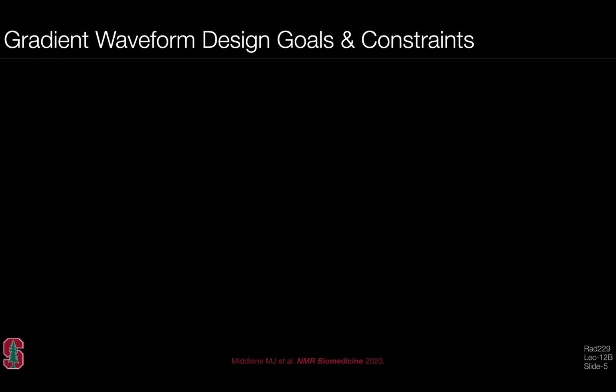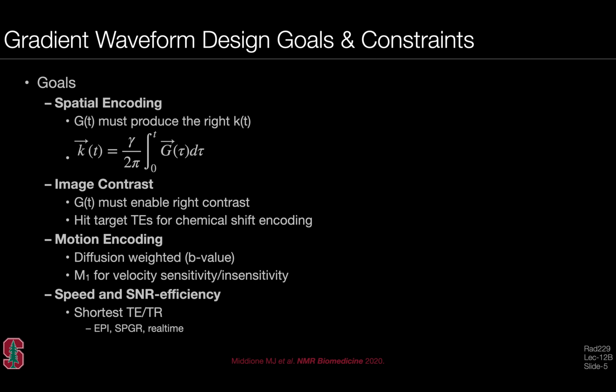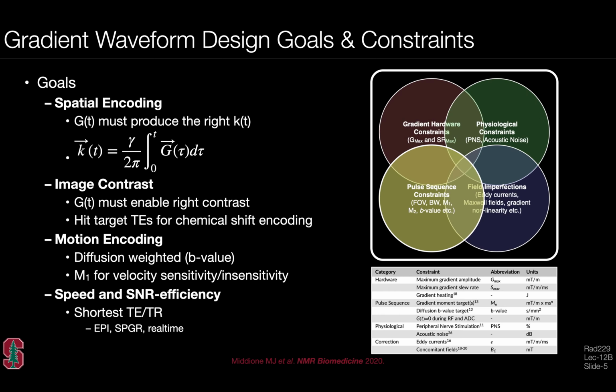So we saw this in the previous lecture that gradient waveform design involves meeting certain goals subject to many constraints. And those goals may include spatial encoding, generating the proper or desired image contrast, perhaps motion encoding, and of course speed and SNR efficiency are oftentimes important. The constraints are many and include things like gradient hardware constraints, physiologic constraints, perhaps field imperfections that you might want to correct for in design.